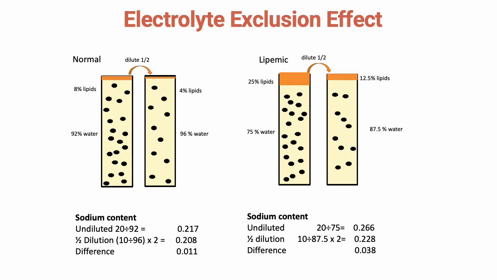When the lipemic sample is diluted 1 in 2, the image at the far right, the concentration of the sodium is now 10 sodium ions divided by 87.5 microliters. This is 0.114. If we multiply this value by the dilution factor of 2, it equals 0.228. Now, if you compare the diluted and undiluted values, you can see that there is a large difference between them, 0.038. This error can be avoided by using a direct ISE.